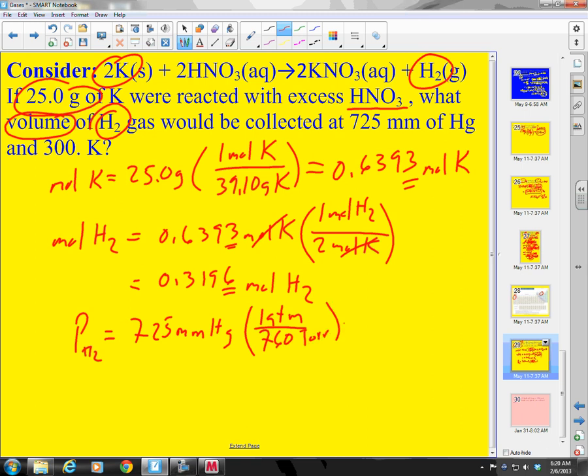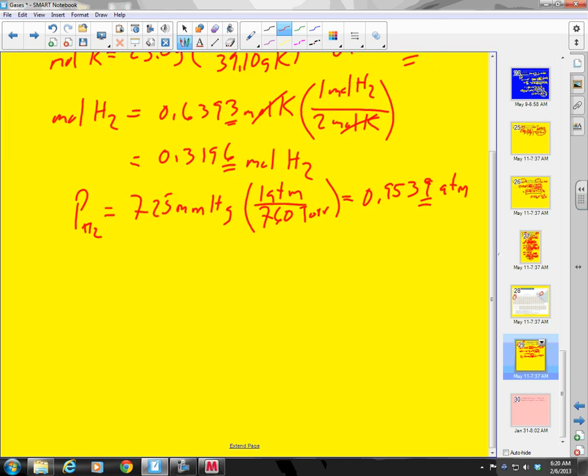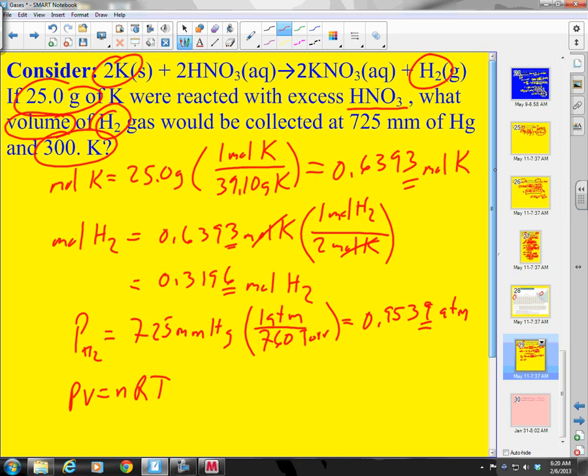Okay, so let's take 725 divided by 760, and I get 0.9539 atmospheres. Good. What else do they give me? They give me 300 K. Okay, good. That's already set. Then we can do it. So we know that PV equals nRT. What are we solving for? We're solving for volume. We want to have volume.